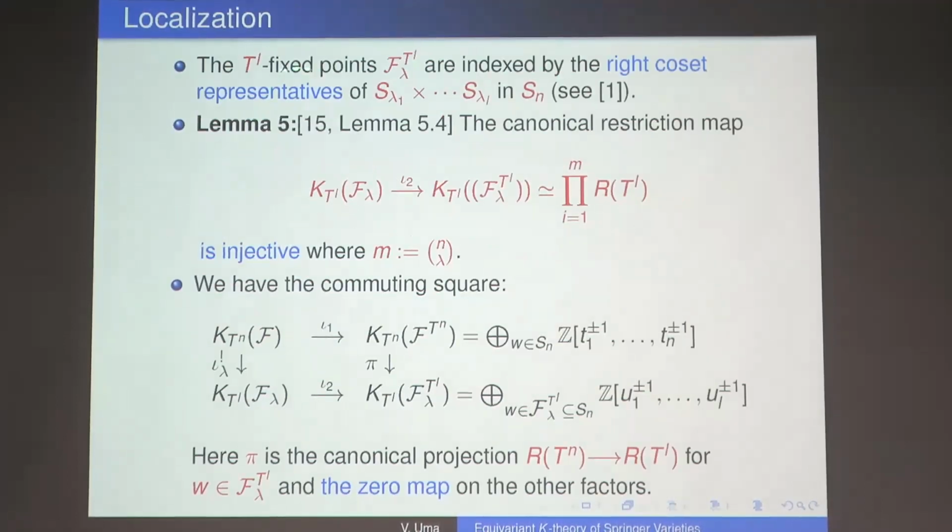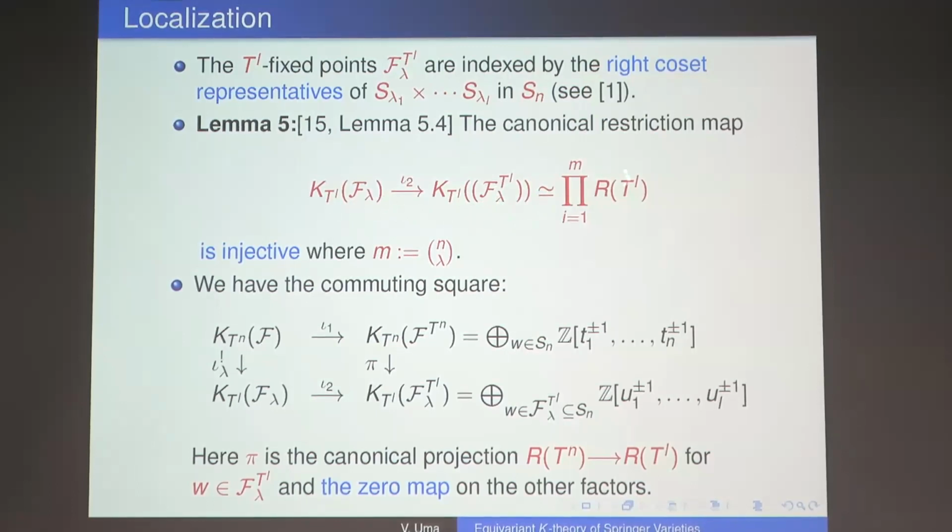We again recall that the TL fixed points are indexed by the right coset representatives, which is n choose lambda, of this product of the symmetric group in Sn. There should be a product here. This description is again known from the paper. Then we have the restriction map. Now this is standard. This is called the restriction to the fixed points in the cohomology theory.